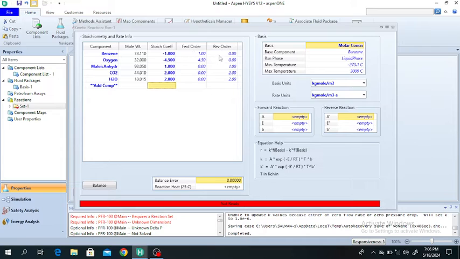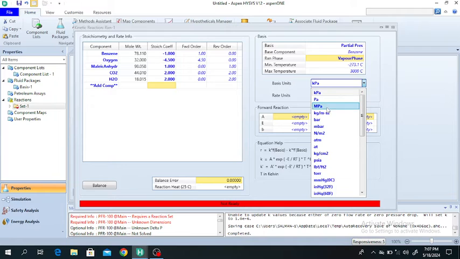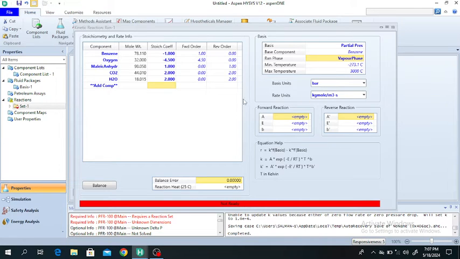And here the reaction order for maleic anhydride is 1. The reaction is first order with respect to maleic anhydride, and it is a gaseous reaction. So we will use the partial pressure, and our base component, the limiting reactant, is benzene, and the reaction is taking place in the vapor phase, not in the liquid phase. So vapor phase, and for the pressure, suppose I'm using bar or some other unit.